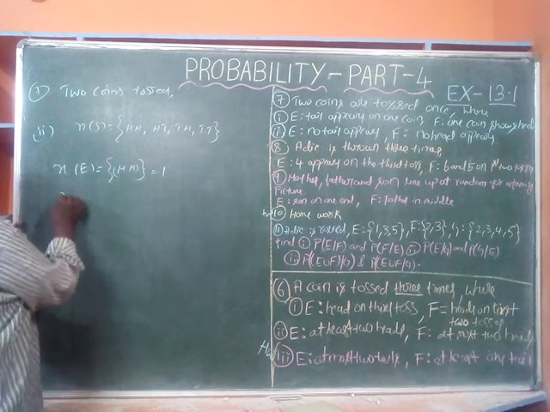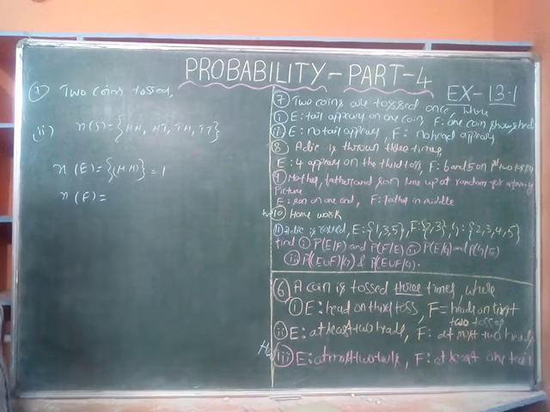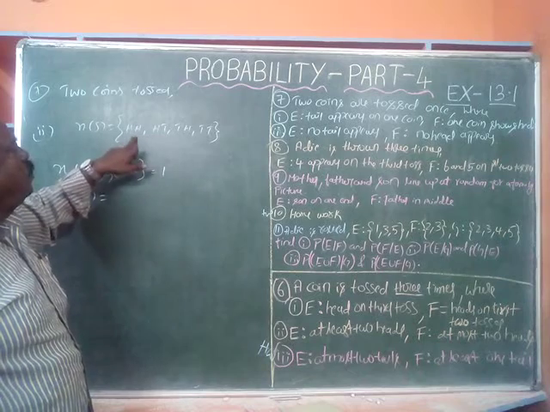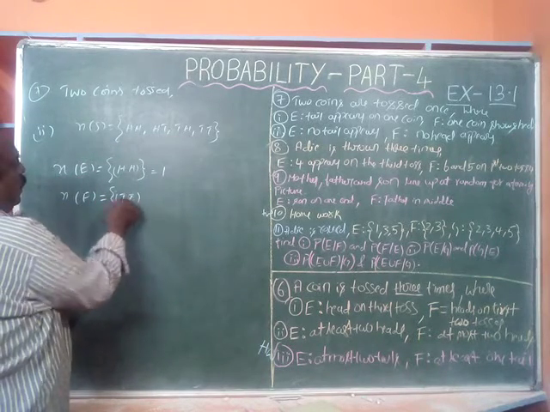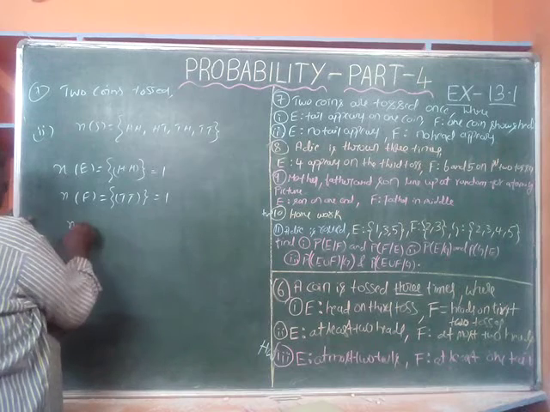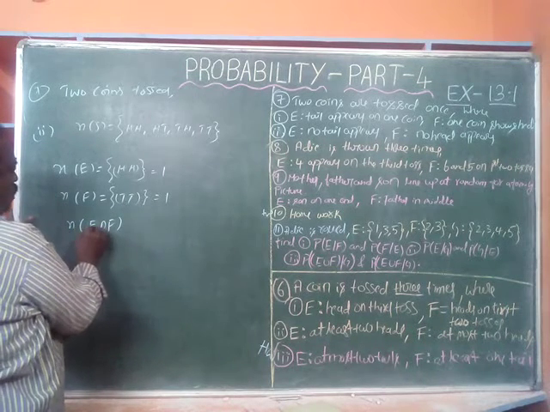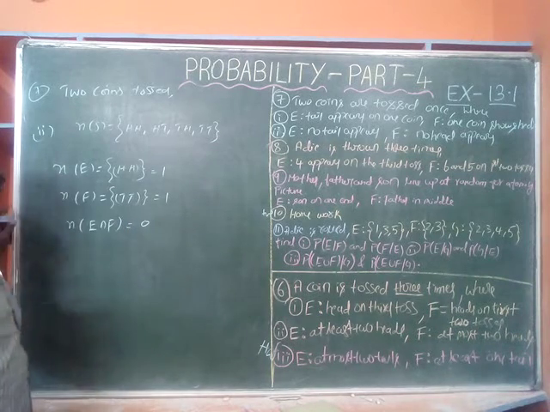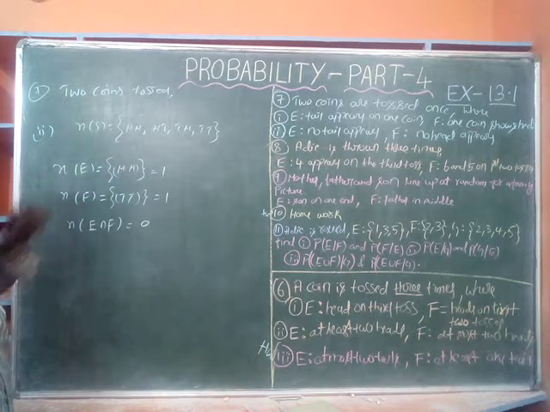Okay, that is one. N of F. F is no head appears. No head appears means here 2 heads, 1 head, no head. So it is TT. Last one, N of E intersection F. Here intersection F is 0. That means no intersection part, 0.